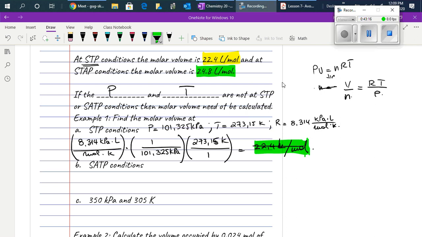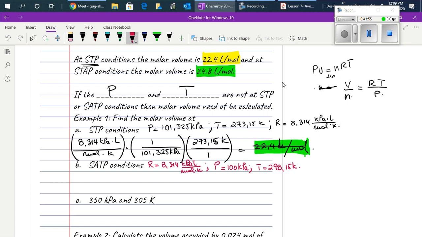The same logic we will follow for SATP conditions, but what we have to keep in mind in this case is that R is still 8.314 kPa·L over mole K. Pressure now is 100 kilopascal. Temperature in Kelvin is 298.15 Kelvin because it's 25 degrees.